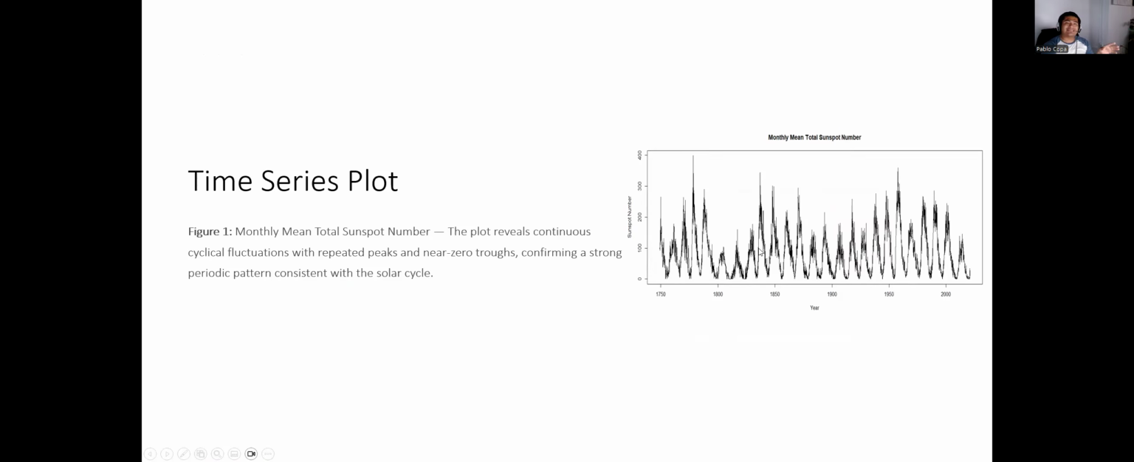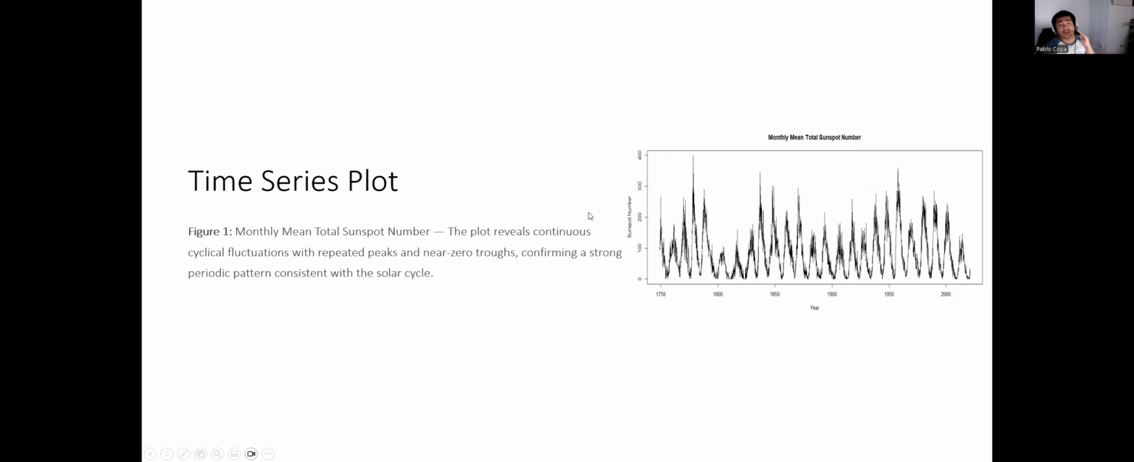Sunspot activity doesn't stay constant. It moves through repeated periods of high activity and low activity. This tells me that the data is not random. Instead, it follows a cyclical pattern. This finding is important because the graph gives visual evidence that sunspot activity changes in a structured way.